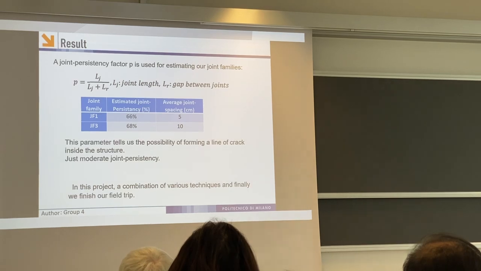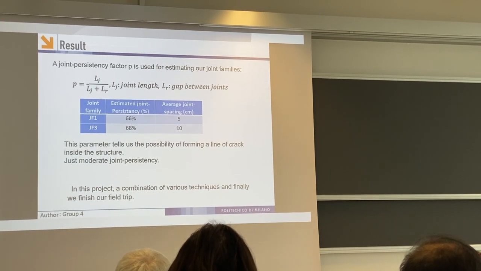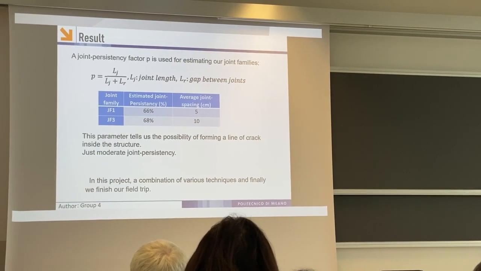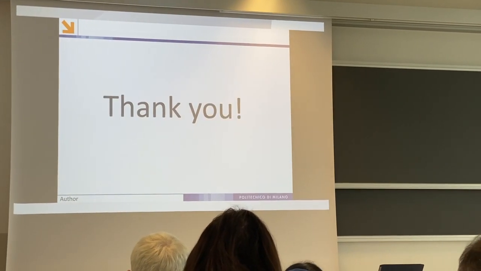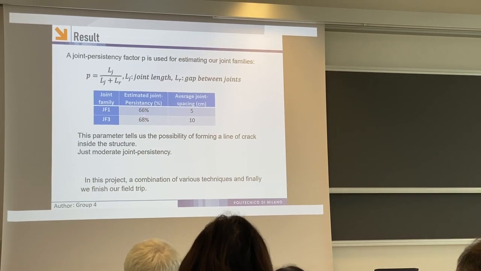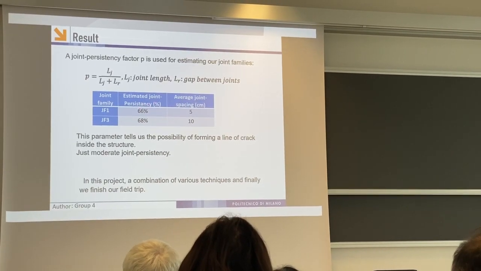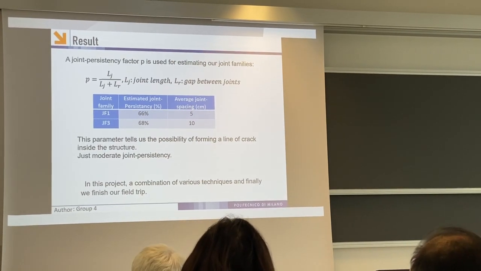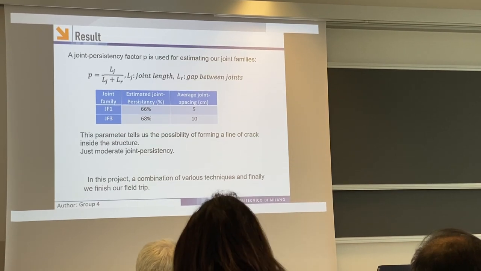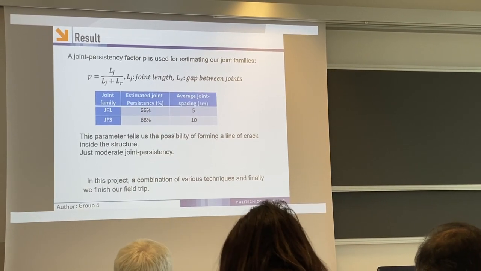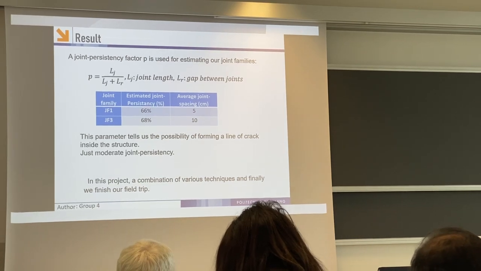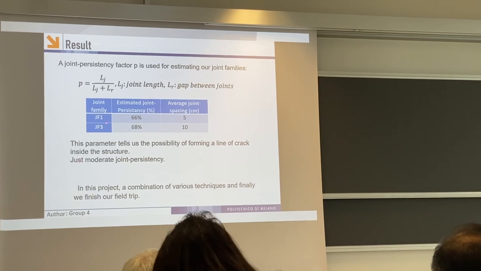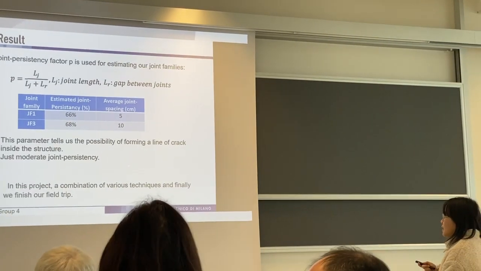And later, the step is that we calculate the joint persistence factor P, which is used to estimate our joint family. The formula is here, and we can know the percentage of the joint persistence and also the average joint spacing. In that case, we can think that it is possible that there is a long crack inside the structure, but it's only a possibility, not the real one. So we just give a conclusion that family 1 and family 3 are moderate joint persistence.